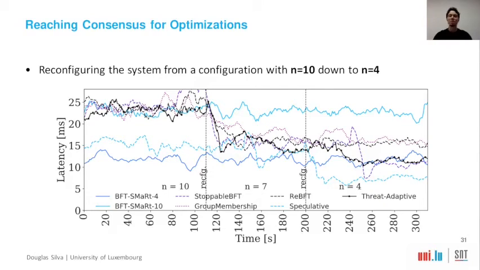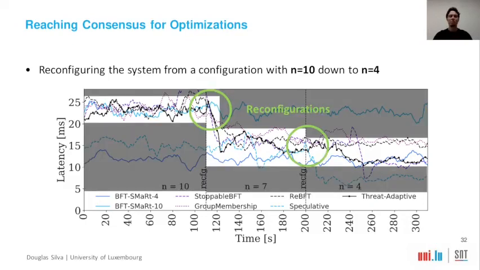ReBFT has an optimal state where it has less latency, but it only works if there are no faults in the network. And speculative has its gracious execution with less latency, but also only if there are no faults in the network. And for the last, our protocol.